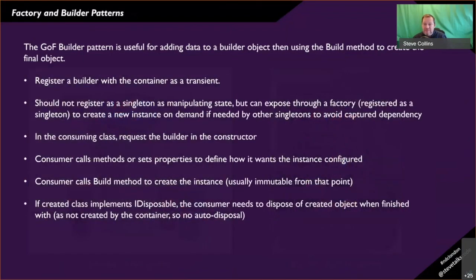So with the builder, we start off much like the factory by registering it with the container. However, this time we register it as a transient, because you're going to be mutating the state of the builder once it's been created. In its constructor, we take in other dependencies from the container. Consuming classes take the builder as a constructor parameter and then start using the methods and properties to build up the new instance to be constructed. Then once we've configured our builder with everything that we want, we can call the build method to go and create our instance.